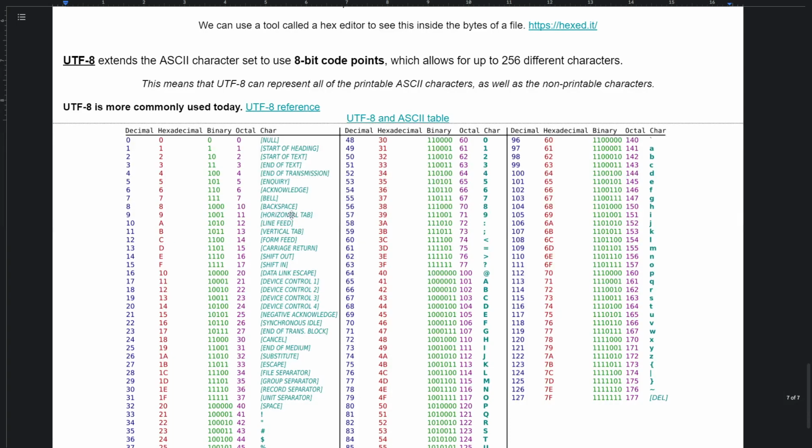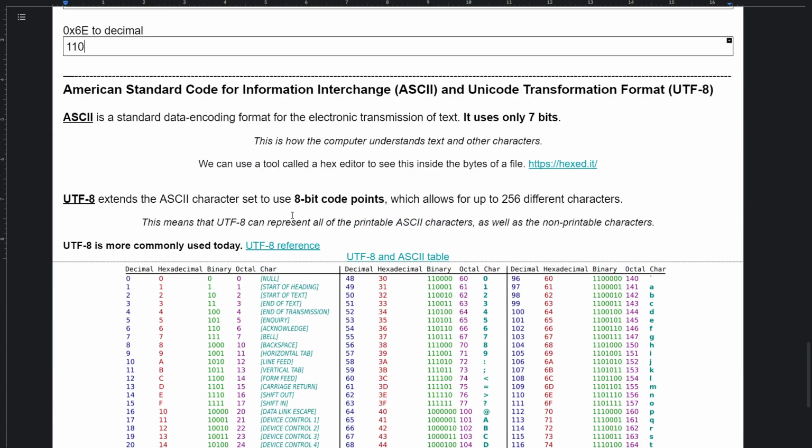All right, last thing we're going to talk about here is something called ASCII and Unicode. So the American Standard Code for Information Interchange, golly, that's a mouthful. That's why everyone calls it ASCII. Right, and then we have Unicode Transformation Format, or UTF, and in this case we're going to talk about UTF-8. There are other versions, but we are specifically going to talk about UTF-8.